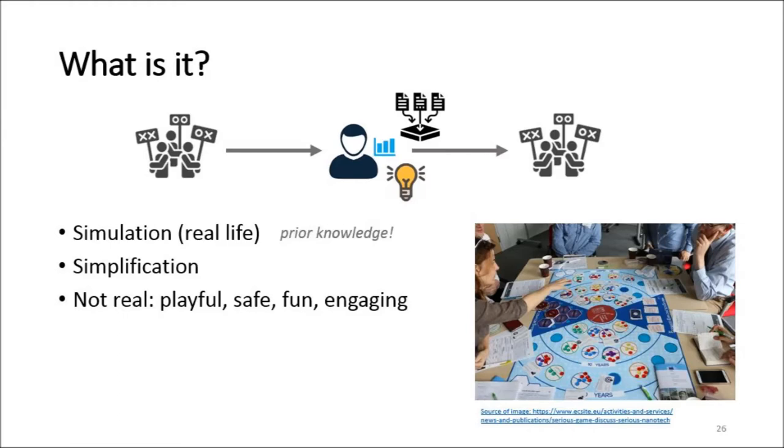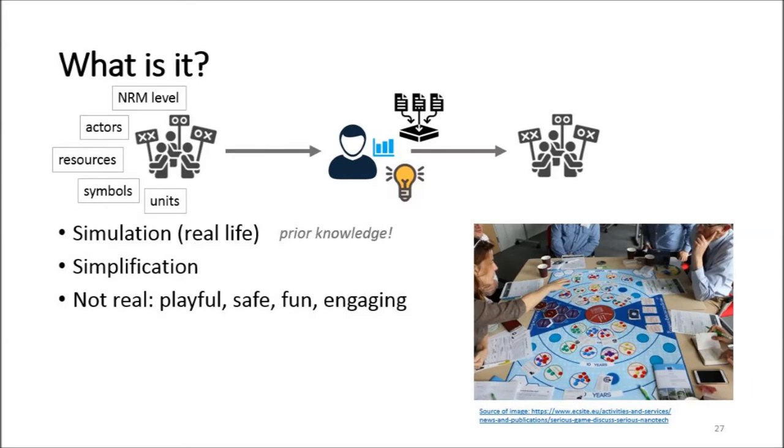You need to know basically when you design a game, what is the natural resource management level we're looking at? When I'm thinking about farming, for example, I would have to decide, do I want to look at landscapes and then community dynamics, or at farms and that would be then household dynamics, or at individual fields and that would be then working with individuals. So that will determine the actors I'll be working with, the resources that we will focus on, what symbols are we using in the game so that everybody will understand it, and what units are we working with.